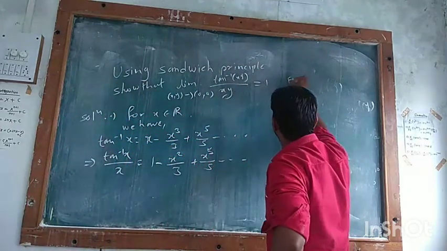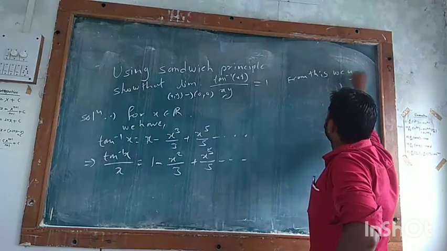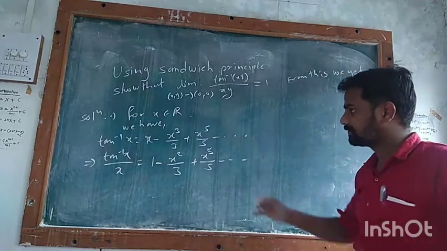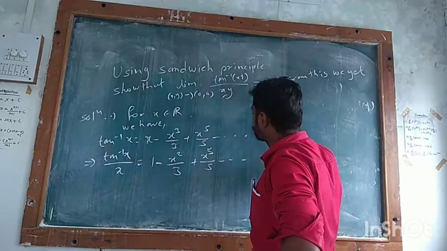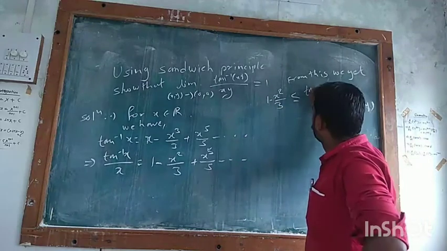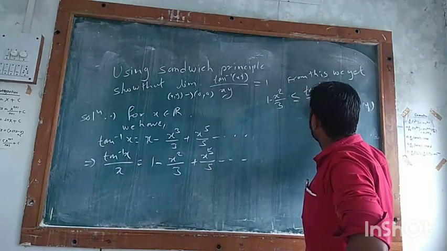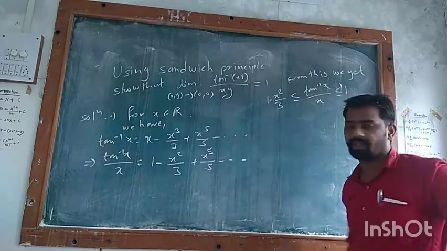From this, we get 1 minus x square upon 3 is less than or equal to tan inverse of x upon x, which is less than or equal to 1.